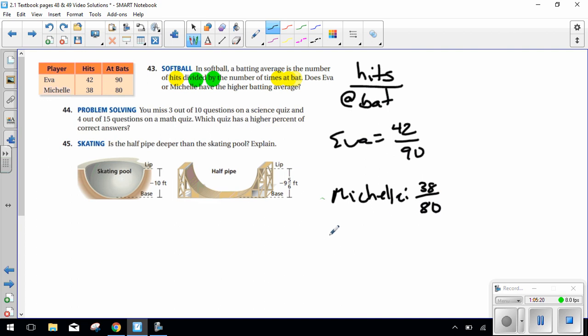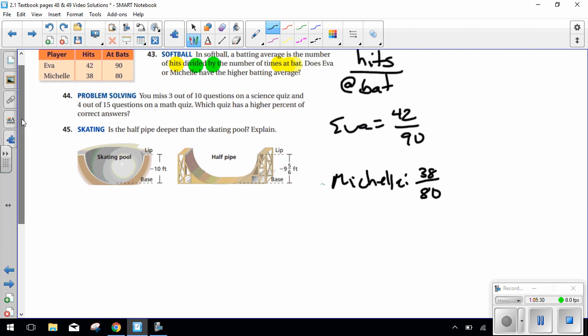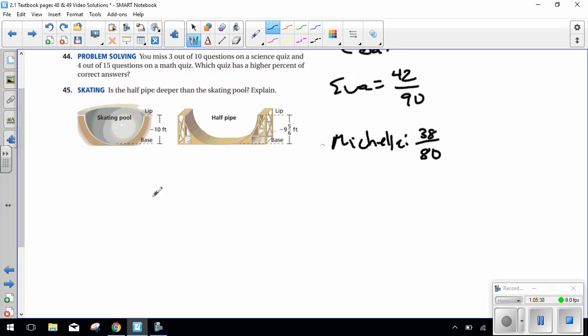So what we're going to do, we could find a common denominator. And I mean, these are kind of huge numbers already. So to be honest with you, I'm not interested in doing that. But if you do, great work for you. But I'm not going to do it. I'm just going to divide these numbers out. So I'm going to take 42, I'm going to divide it by 90. Add a decimal and a 0.